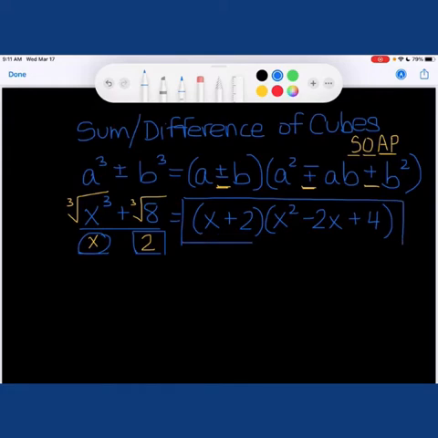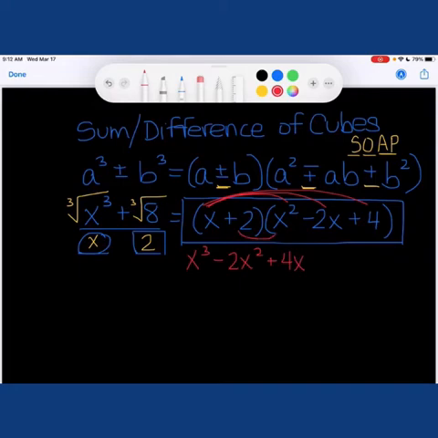And again, you can always check these by distributing. Remember, x times x squared is x cubed. x times negative 2x would be negative 2x squared. x times 4 would be 4x. 2 times x squared is 2x squared. 2 times negative 2x is negative 4x. And then 2 times 4 is 8.